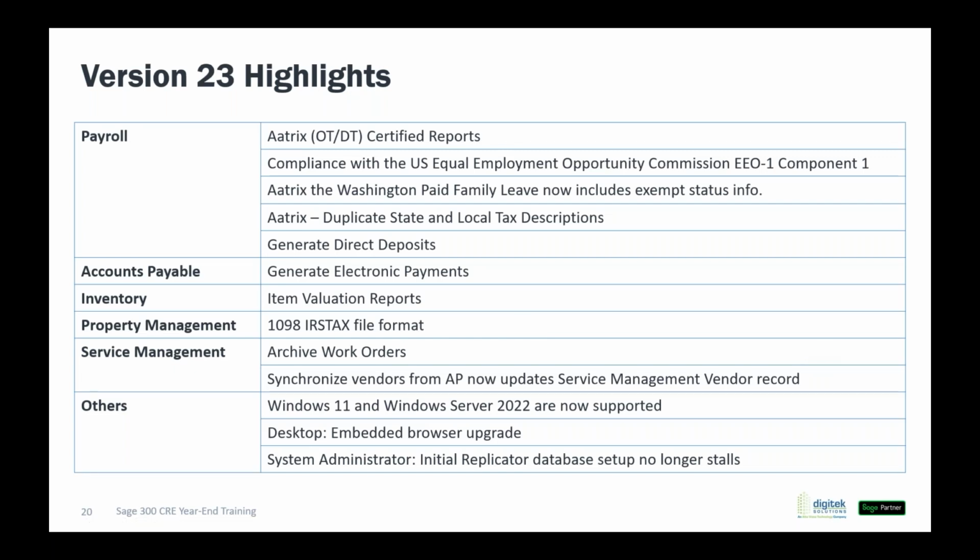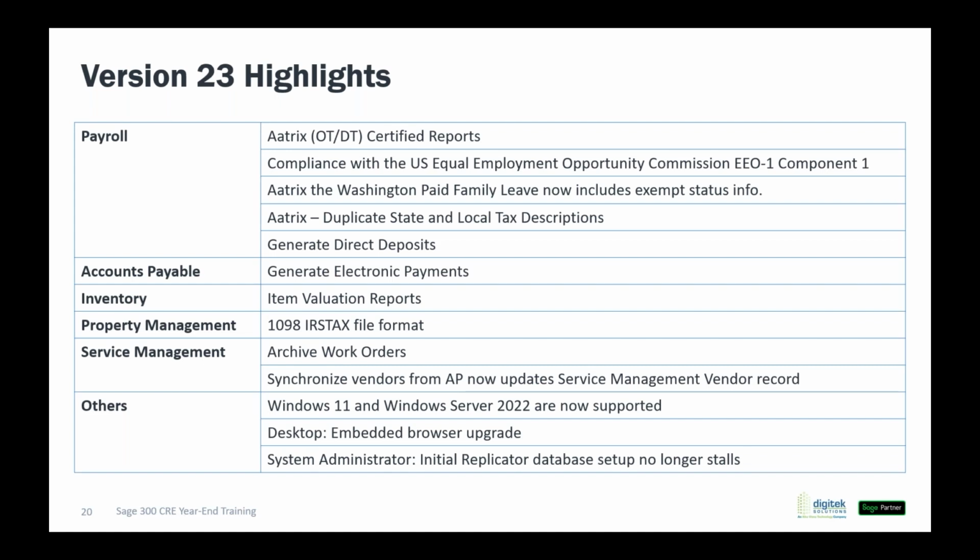Now we're talking about a year-end release. Again, it's going to be version 23. There's a few highlights to it. I haven't seen anything that makes a whole lot of difference between version 22 and 23. For instance, in payroll, they have done duplicate state and local tax descriptions, fixing an issue there. They've added the Washington paid family leave, now includes exempt status info, compliance with EEOC. Generate direct deposits. I'm not sure what they've done on that because we've already been doing that for a long time. Same way with accounts payable. So I'm not sure why they're listing it as a highlight here. I'd have to go through and see what that is.